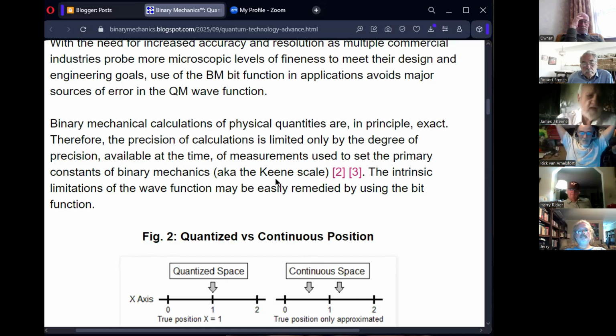By the way, I started using this phrase, the Keene scale, because a lot of the crowd in physics keeps talking about the Planck scale, which is complete nonsense. So I thought, well, let's name it the Keene scale so that people can compare the two and see which one they like better.